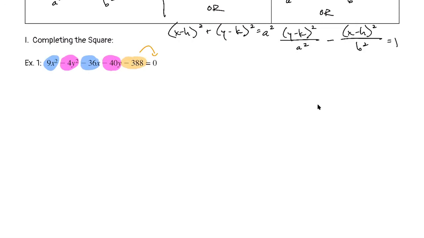Okay, so our first line after this will read 9x squared minus 36x minus 4y squared minus 40y equals 388. Okay, so we've gathered all of our constants on that one side. We've gathered our y's together. And we've gathered our x's together, okay?